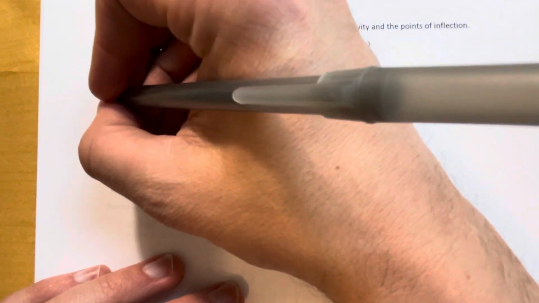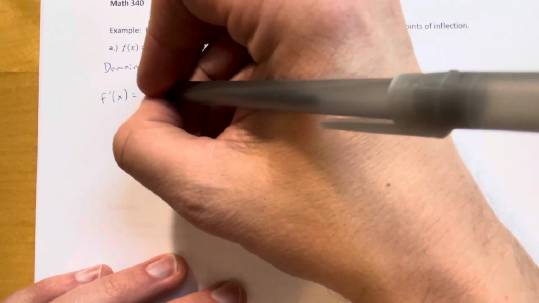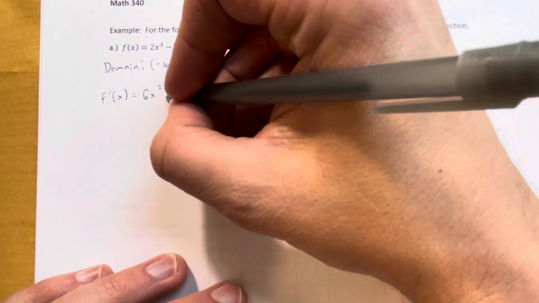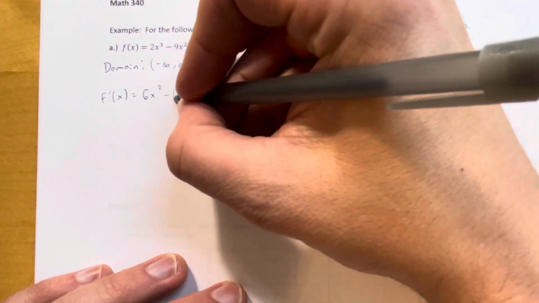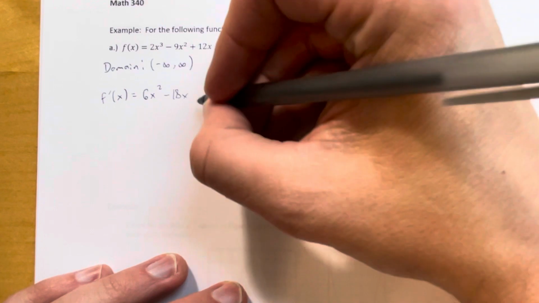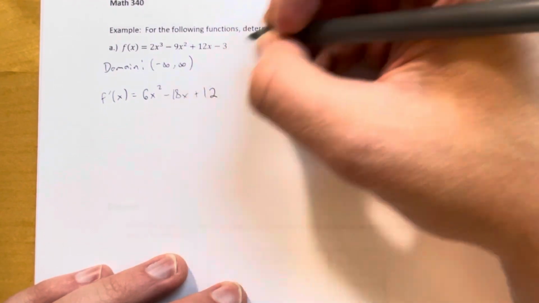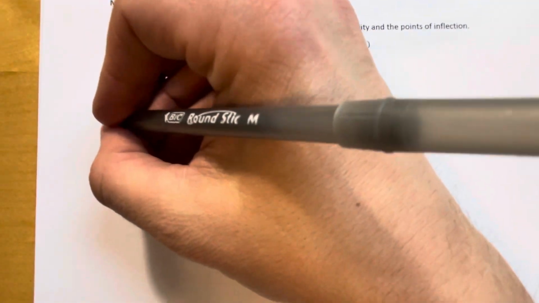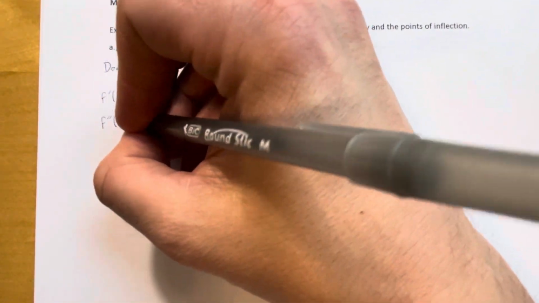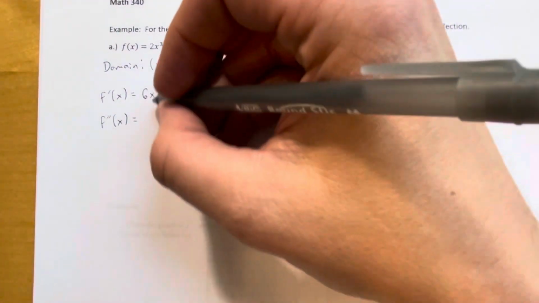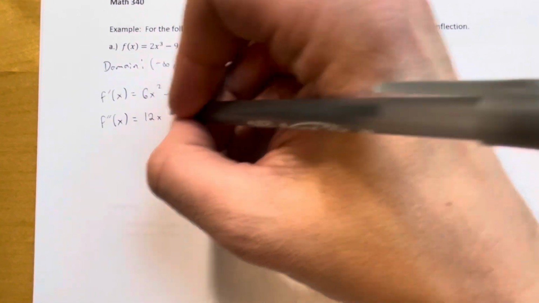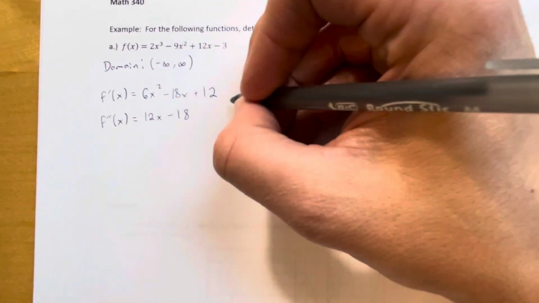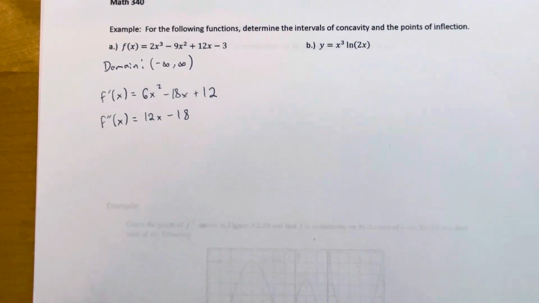Next thing I want to do is find f double prime. Start with f prime. So that's going to give me 6x squared minus 18x, and then plus 12. The minus 3 goes away, it's constant. And then find f double prime from that. So f double prime of x, again, is pretty straightforward. This is going to be 12x minus 18. That 12 goes to 0 as well.